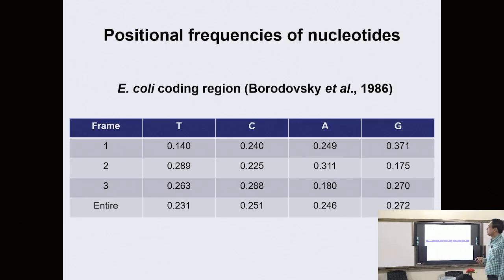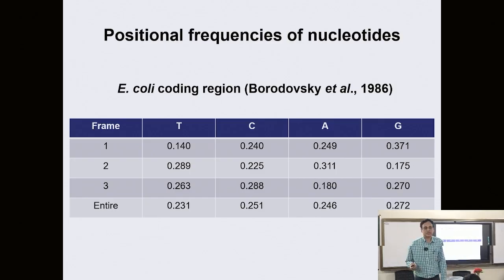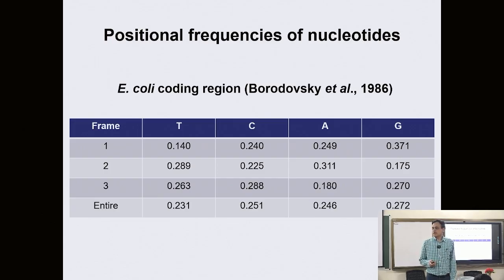Okay, so from 1986, Mark Borodovsky, at that time in the undivided USSR, a scientist at a university in Moscow, was examining the coding sequences of E. coli, and there were only a handful of such sequences, and this is the pattern that he observed. So frame 1 indicates codon position 1.